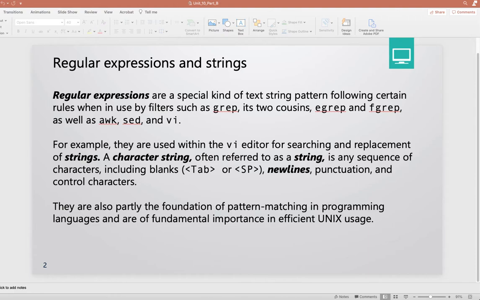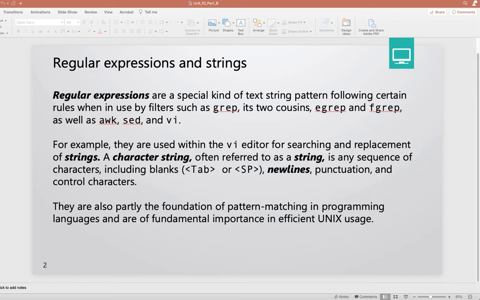Let's continue with regular expressions. Regular expressions are a special kind of text string pattern following certain rules when in use by filters such as grep, its two cousins egrep and fgrep, and AWK, sed, and vi. For example, they are used within the vi editor for searching and replacement of strings.